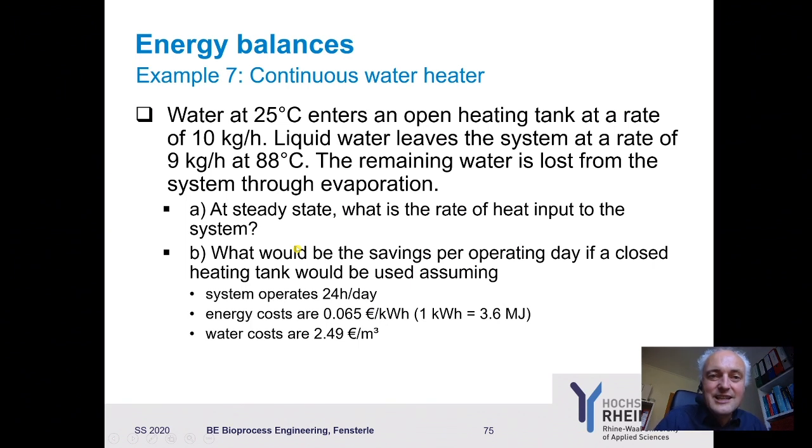So it's a heating tank, it's not a reaction. This is basic, what you have already seen in chemical reaction engineering or in thermodynamics. So this is nothing new, and it's not kinetics, it's just a balance. So we have no differential equations here, it's just a balance.